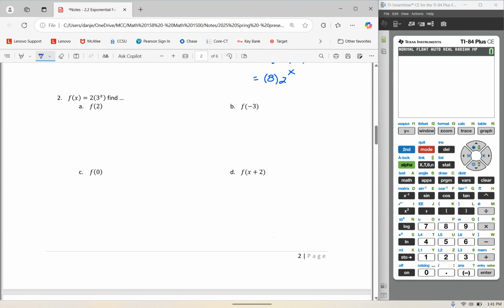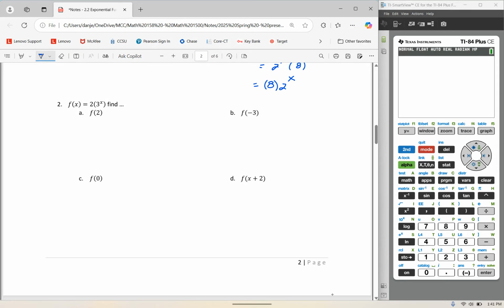Number 2, notice my function, f of x, is 2 times 3 to the x. To find f of 2, I replace my x values with 2. 3 squared is 9, times the 2 would be 18. F of negative 3 would be 2 times 3 to the negative third power. But remember, that would be 1 over 3 to the third, or 2 over 27.